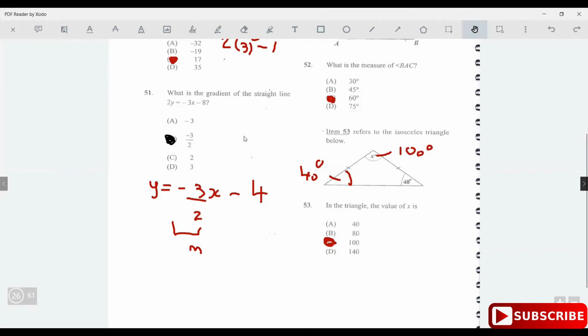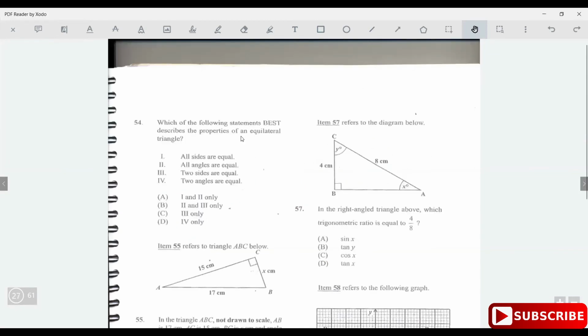Question 54. Which of the following statements best describes the property of an equilateral triangle? For an equilateral triangle, all sides are equal, all angles are equal, so that's 1 and 2. That's option A.